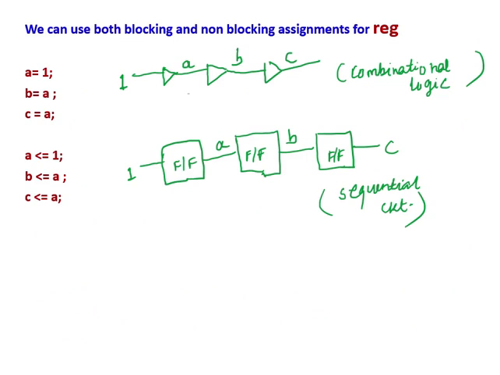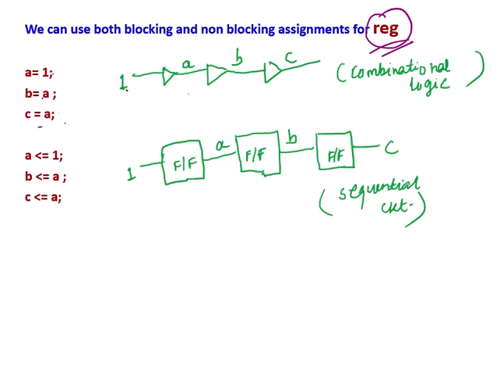And another example is there. Here we can use both blocking and non-blocking assignment. You should remember this one. Blocking and non-blocking assignment can be used for the same logic. If I write A equal to 1, B equal to A, and C equal to B, and if I give input as 1, so what will happen?